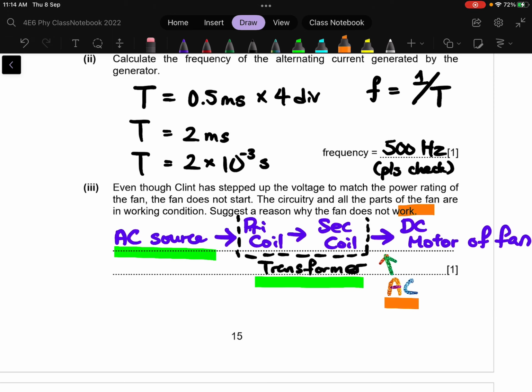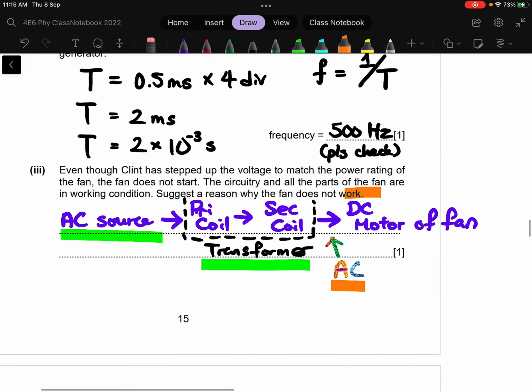So the ideal answer that I'm looking out for is that the student should recognize that a transformer can only work with an AC source. An AC generator is going to produce an AC source, and when you have an alternating current, it won't work with a direct current motor. So I'm looking out for this answer. If you want to fix it, you need to add a diode. Like how we power up our DC motor fan in our classroom, actually, from the socket, it has to go through a diode first. A diode basically changes an AC current into a direct current, a DC current. So that is the ideal answer.